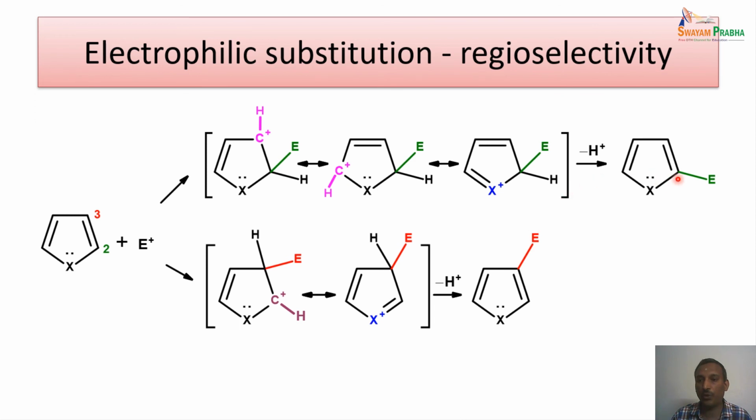So compared to position 2 and position 3, there are 3 resonance stabilized structures for position 2, and there are only 2 resonance stabilized structures for addition at position 3. So this is one of the reasons the more stable product, that is the addition at the 2nd position, happens in the case of heterocycles. This is the predominant product, and of course in many cases even the 3 substituted product is also formed. So this is also called the alpha substitution. This is called the beta substitution.